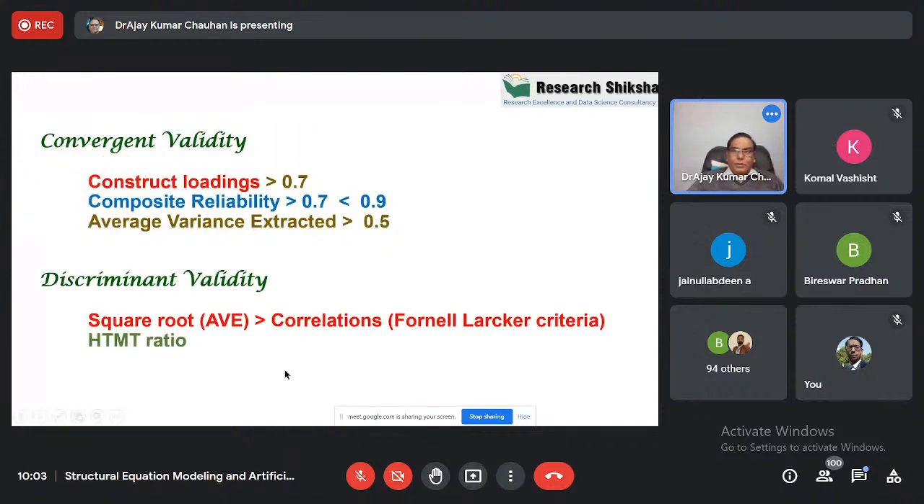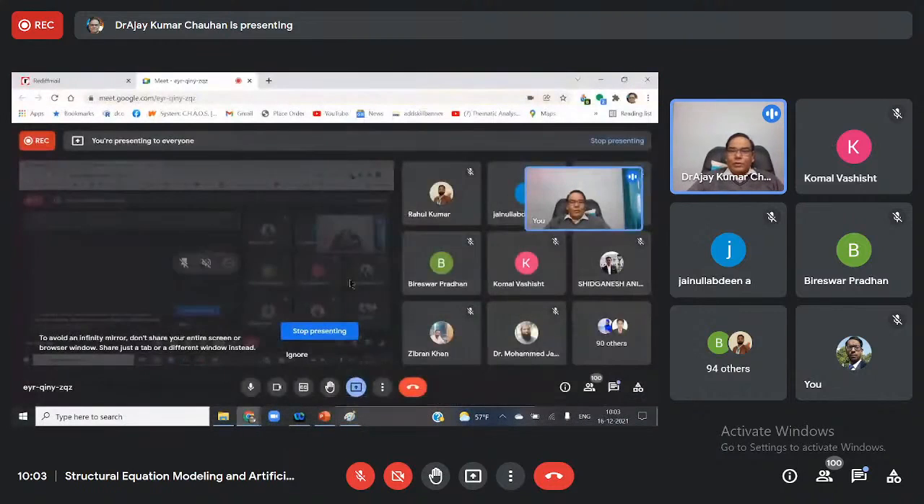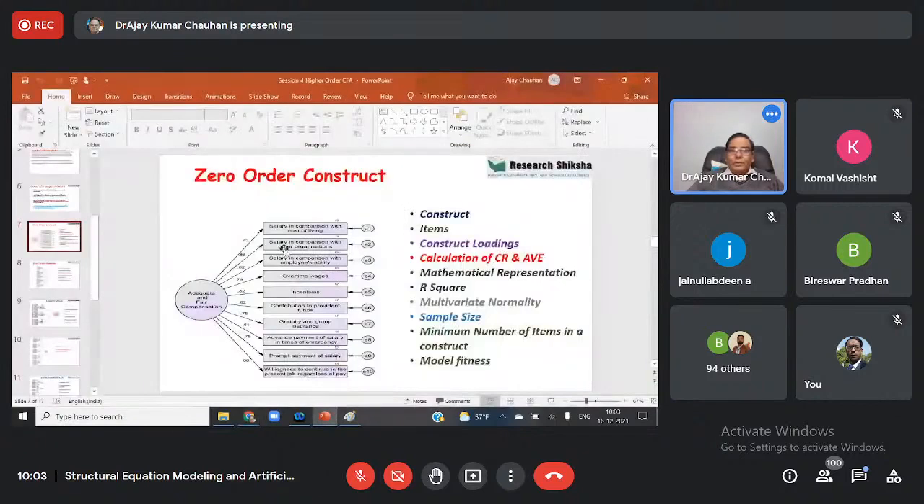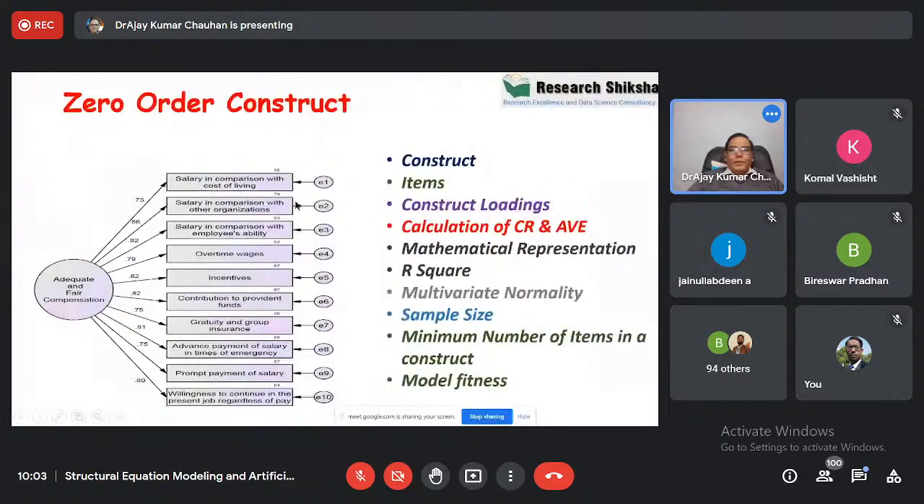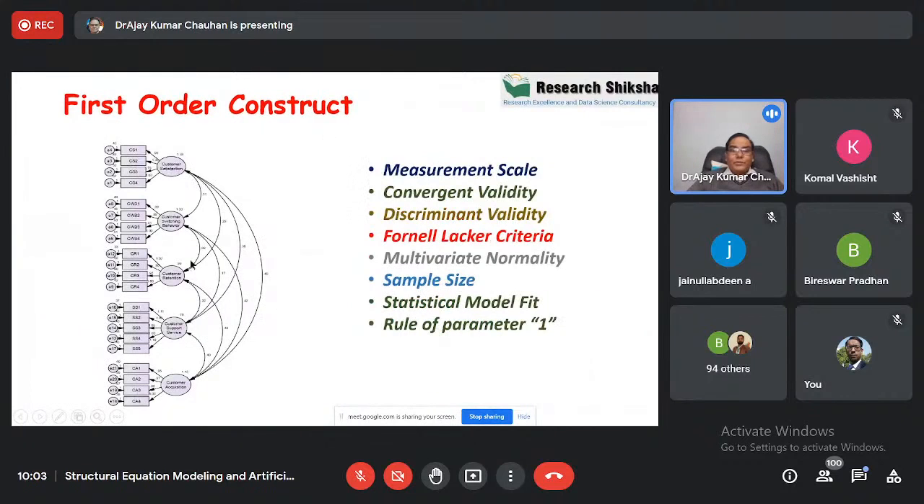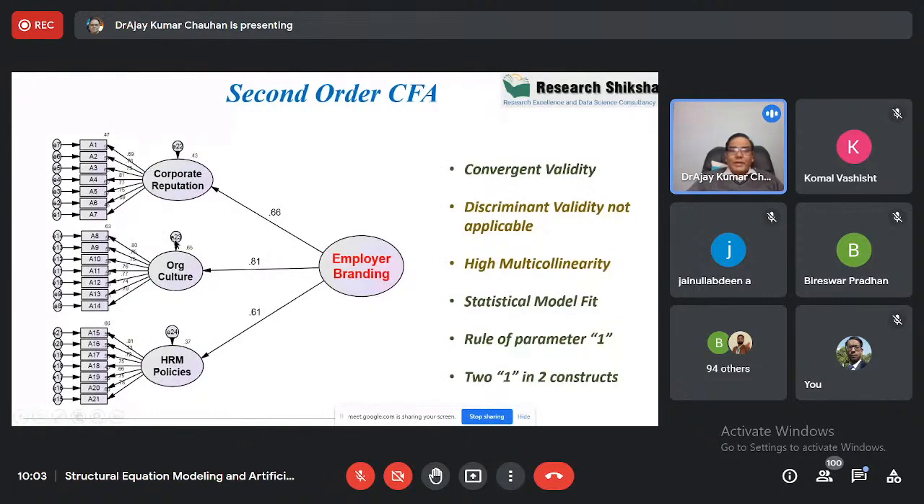Okay, now we are moving to the higher order. Because today's topic is higher order CFA, now I'm focusing on that. This construct is basically the zero order construct. And this construct is known as first order construct. So this scale is known as first order scale, first order CFA. This diagram is known as first order CFA. This diagram is known as second order CFA.